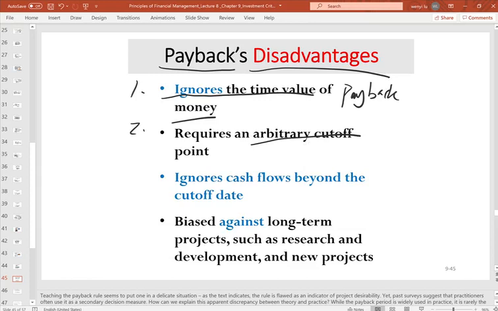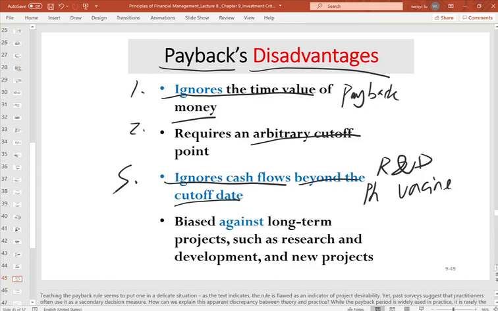And also our payback period ignores the cash flows beyond the cutoff date. Some projects may be generating more cash flows after the payback period, right? For example, for some research and development, like in pharmaceuticals, for example, now we design vaccines for COVID-19.